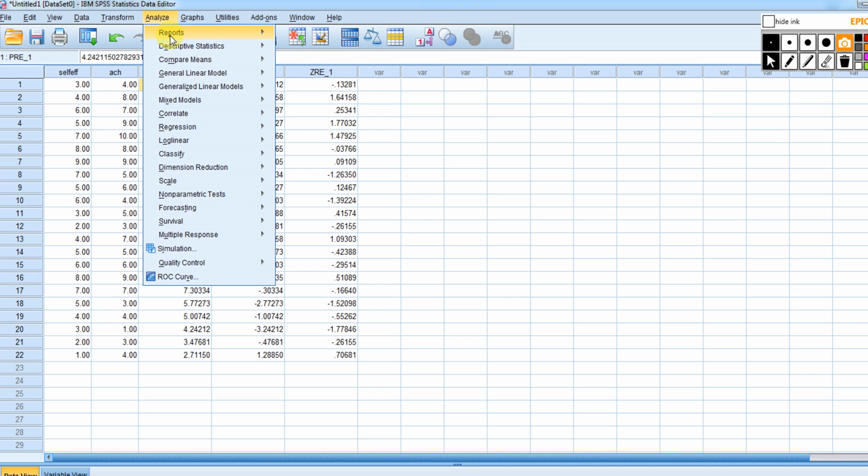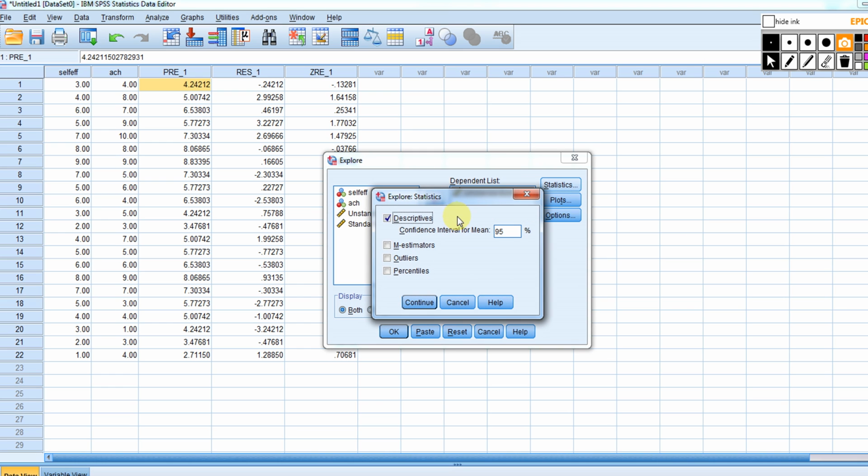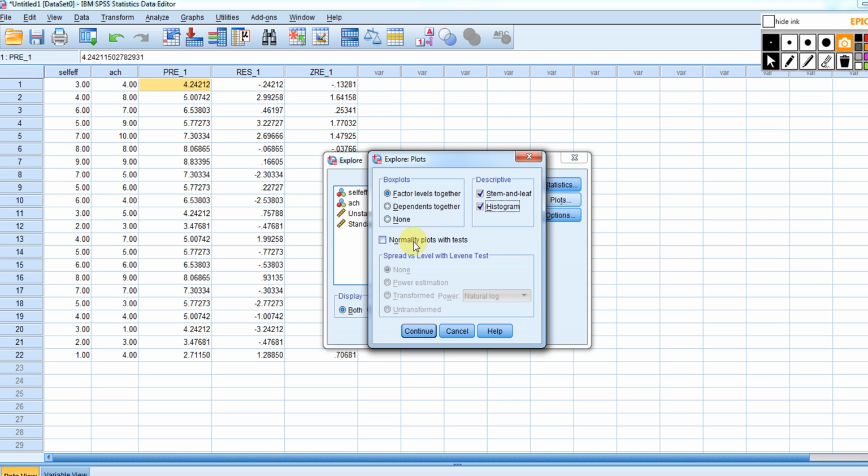Statistics are already there, a number of defaults are already listed. If I want to check for possible outliers, I can certainly click on that as well. Under plots, I can click on histogram, and I can click on normal probability plots and continue, and I end up with a number of pieces of information here. So you can see that first of all, you got skewness and kurtosis statistics.